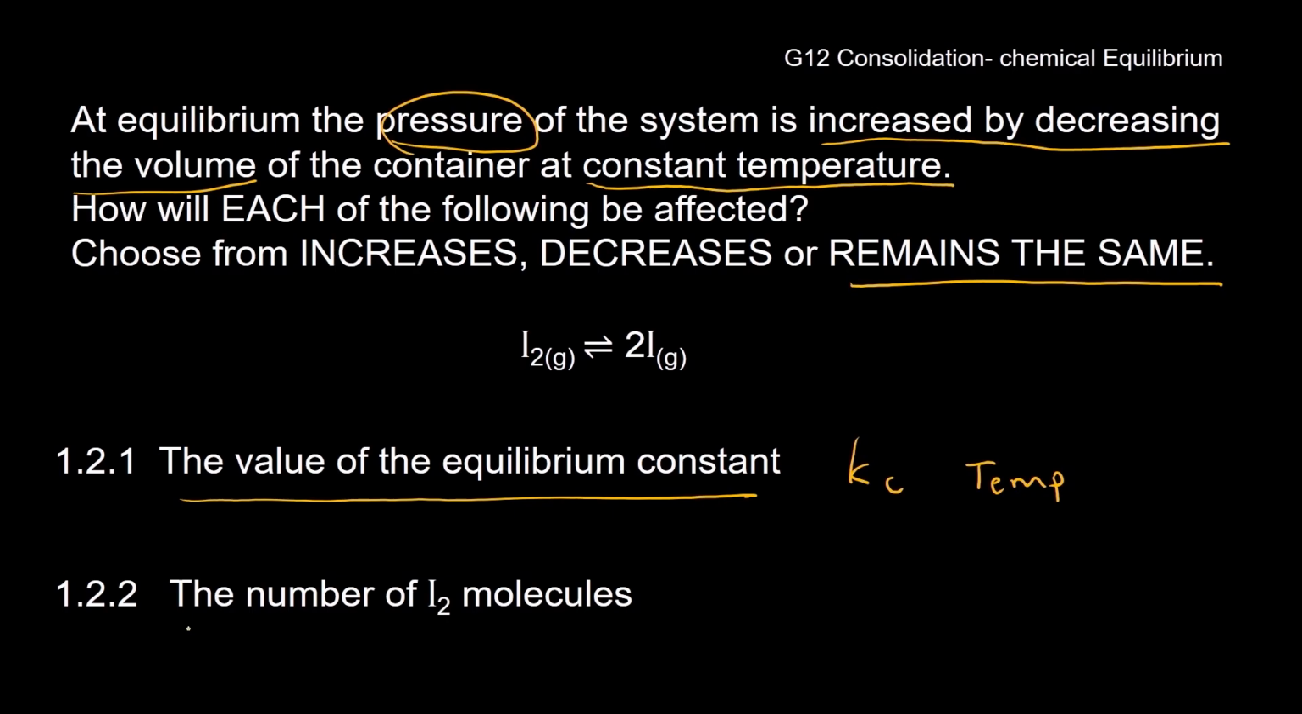The second question, how will the number of molecules of diatomic iodine be affected? Because we are changing the volume, so it was a big volume of container, we're now changing it to a smaller volume. With Boyle's law, there is an inversely proportional relationship. A decrease in volume increases the pressure.